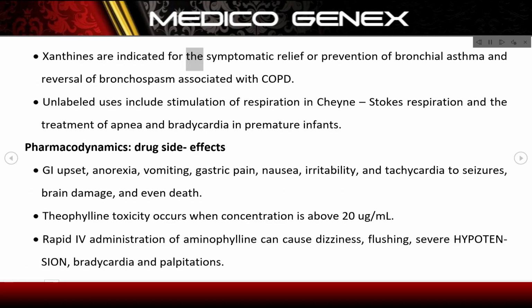Xanthines are indicated for the symptomatic relief or prevention of bronchial asthma and reversal of bronchospasm associated with COPD. Unlabeled uses include stimulation of respiration in Cheyne-Stokes respiration and the treatment of apnea and bradycardia in premature infants.